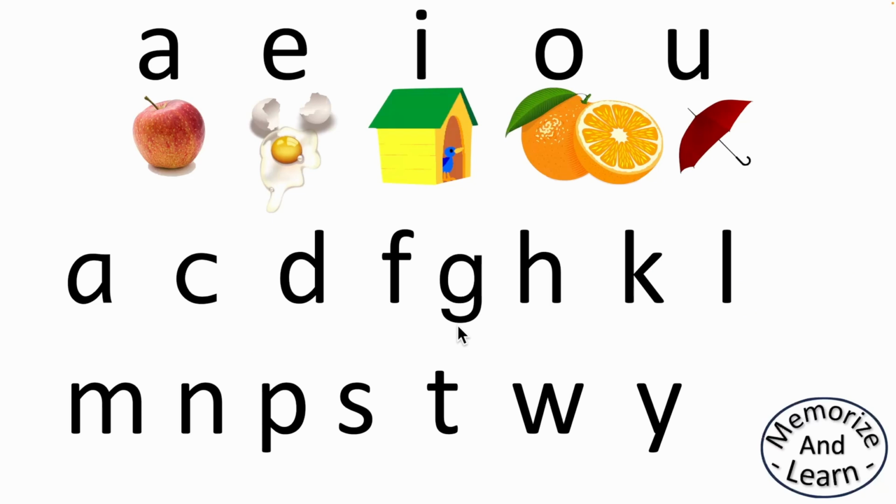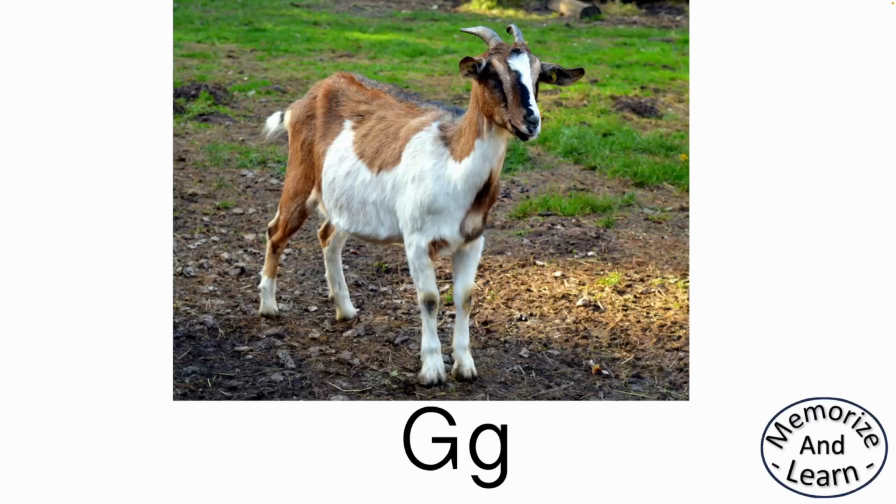This is also a new letter. The name of this letter is G. G is difficult because you cannot hear the sound of the letter when you say the name. G makes the sound G, like goat. The word goat begins with the sound G. Here's a capital G and a lowercase g.